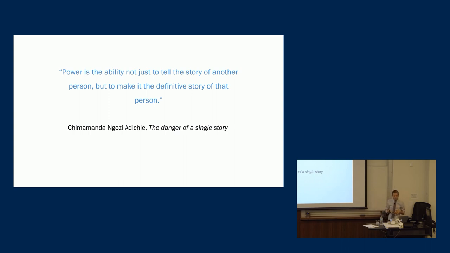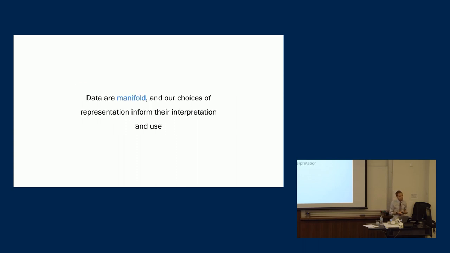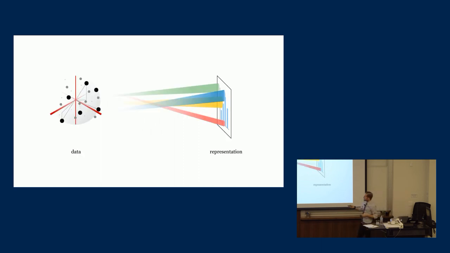So this gets to the other idea that motivates a lot of my work in visualization, which is that data are manifold and our choices of representation inform their interpretation and their use. We sometimes like to believe that if we have a set of data, let's say data exist in this abstract multidimensional space, and we have a representation, so this could be a bar chart, for example, a very basic representation, we have this tendency to believe that there is a one-to-one correspondence between data and their representation, right? This idea that for any set of data, there is one best visual representation of that data, and that we should be in pursuit of that particular best visual representation. But my work with visualization has shown me that that's not the case, and anyone who works in visualization will tell you that's not the case. And the challenge is getting people to understand that.